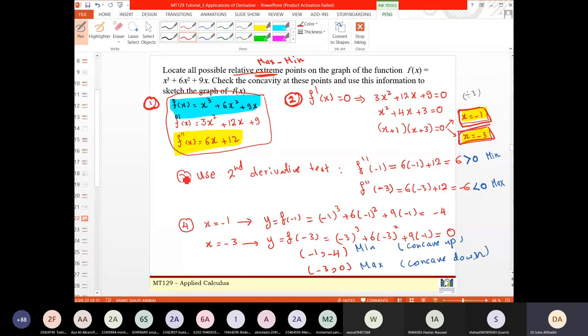Then we use the second derivative test, which is easier if it works. We got the second derivative, we substitute the 2 points inside it, minus 1 and minus 3. We get this point is a minimum, and this point is a maximum point. And step number 4, of course, we need the y part by substituting in f itself. Clear?